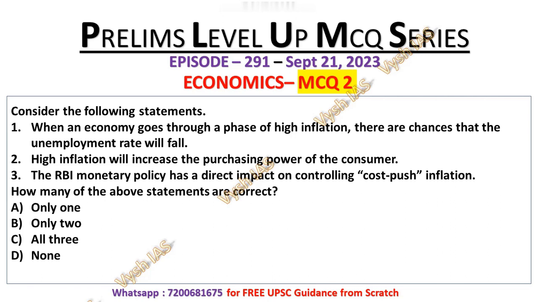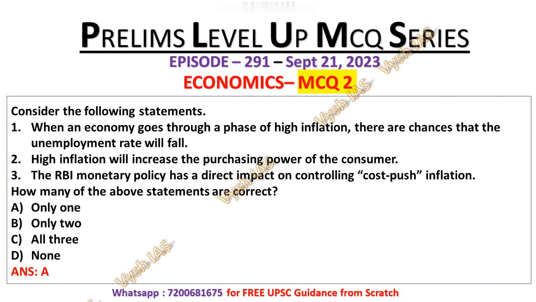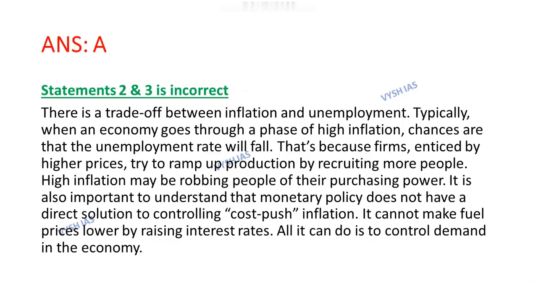Those who want more time, they can pause the video and answer. And its correct answer will be option number A, that is only one statement is correct. Statement 2 and statement 3 are the incorrect ones. Now let's look at the explanation. There is a trade-off between inflation and unemployment. Typically, when the economy goes through a phase of high inflation, chances are that the unemployment rate will fall. That's because firms, incentivized by the higher prices, try to ramp up production by recruiting more people.